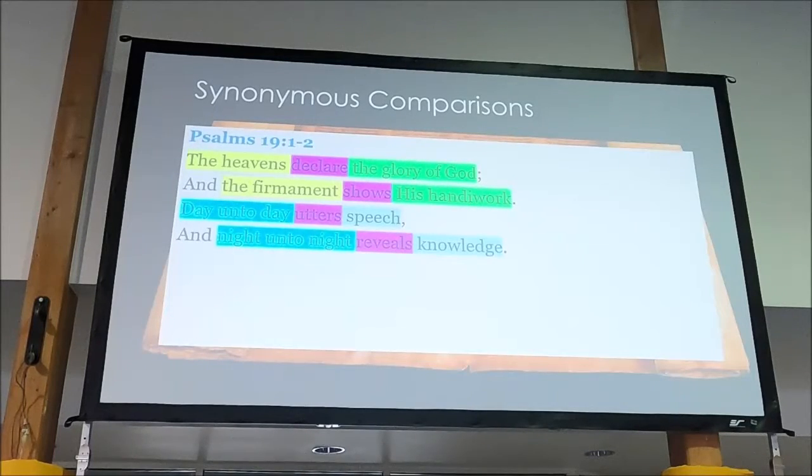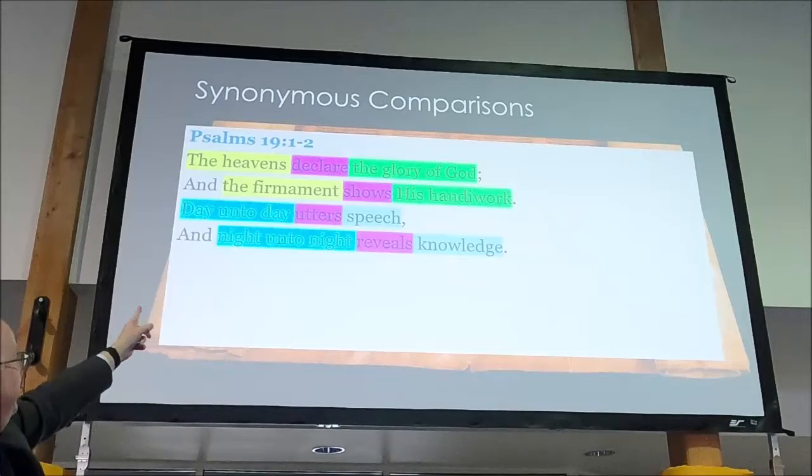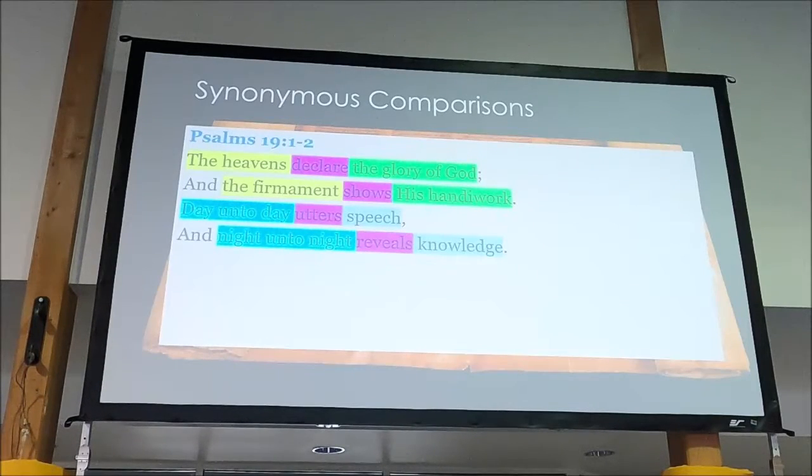Now, do you see the pattern there? The heavens declare the glory. The firmament will show and declare the same. The glory of his handiwork. Okay? Day unto day. How long is it day unto day? You go from day to day, how long is that? 24 hours. If I go from night to night, how long is that? That's still 24 hours. So we're still talking about the same thing.